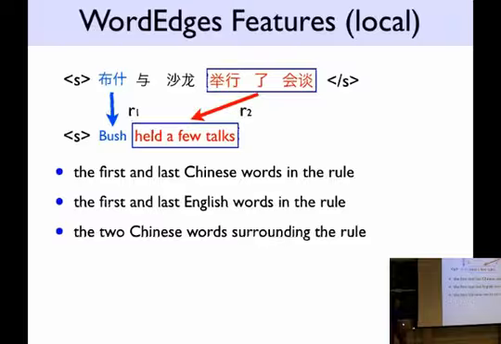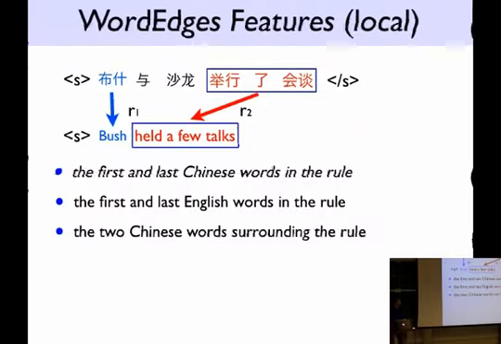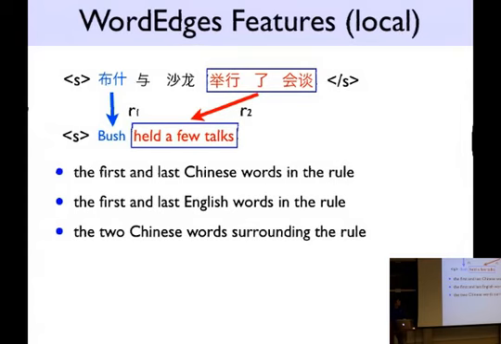The most important features in our work are the word edge features, which are inspired by the parse ranking work. Suppose you're currently translating a rule covering 举行的会谈 and translating it to "held a few talks", and you have already covered Bush and translated it to Bush, right? Whereas these black words are not translated yet, okay? So in this local window, in this local rule, you can have the first and last word on the Chinese side, the first and last word on the English side, and also the previous word and the word after it on the Chinese side. So those are the surrounding words.